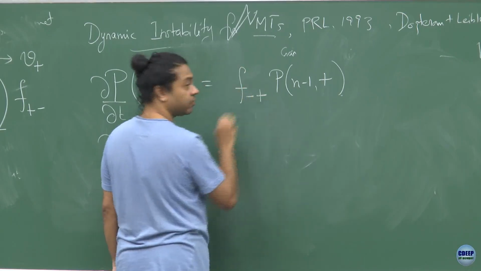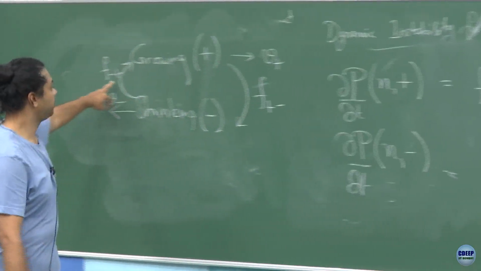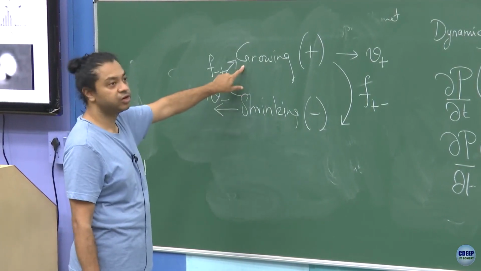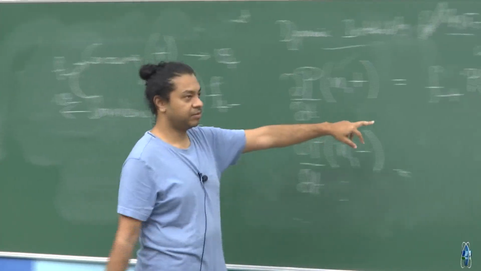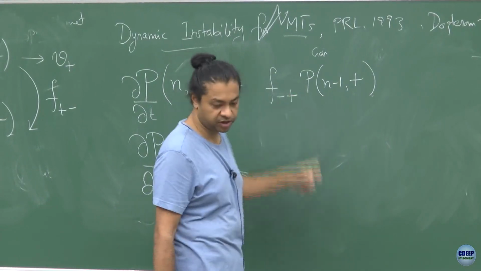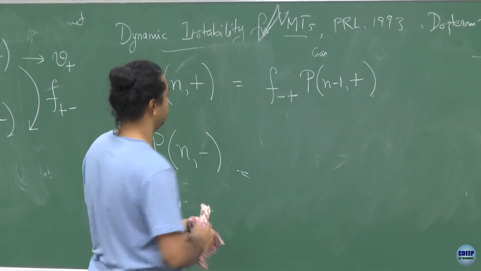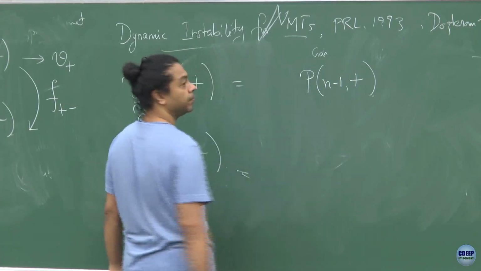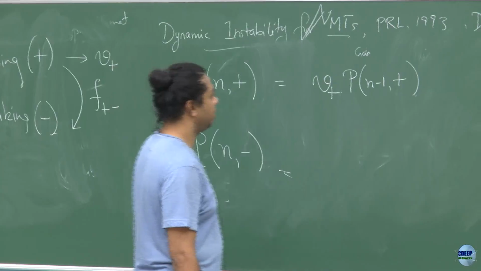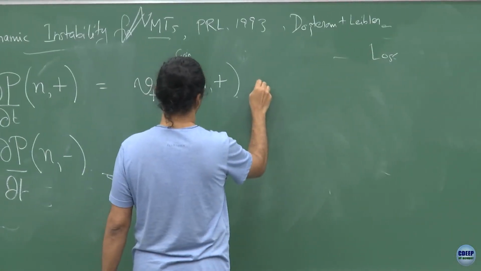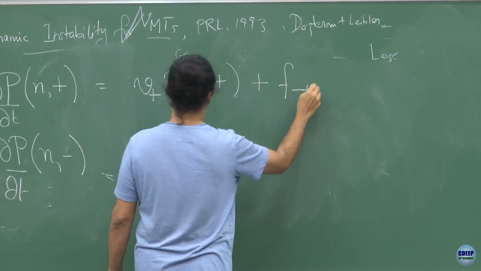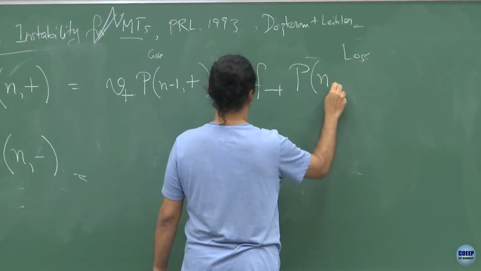F minus to plus. What is this F minus to plus? It is the rate at which you convert from shrinking to growing, right? But that is not what is happening here. You were in the plus state, you continue to be in the plus state. So, what is the correct rate to write here? V plus. All right. What is another? Are there any other gain terms? What is it? F minus plus P, P n minus. Very good.